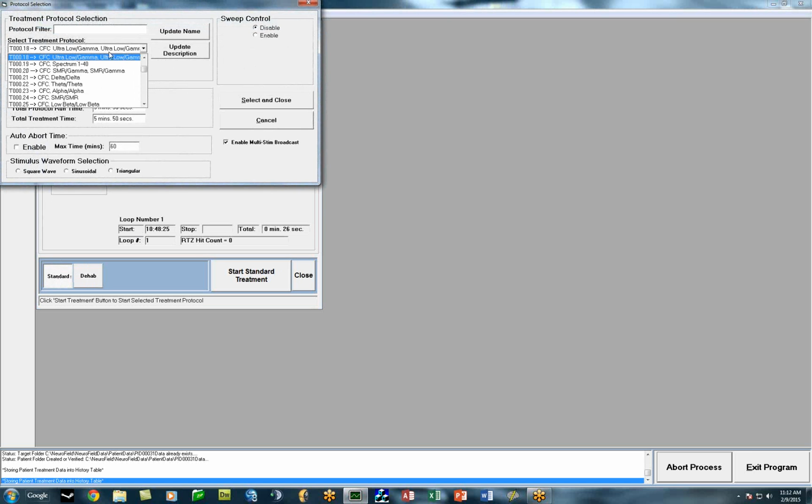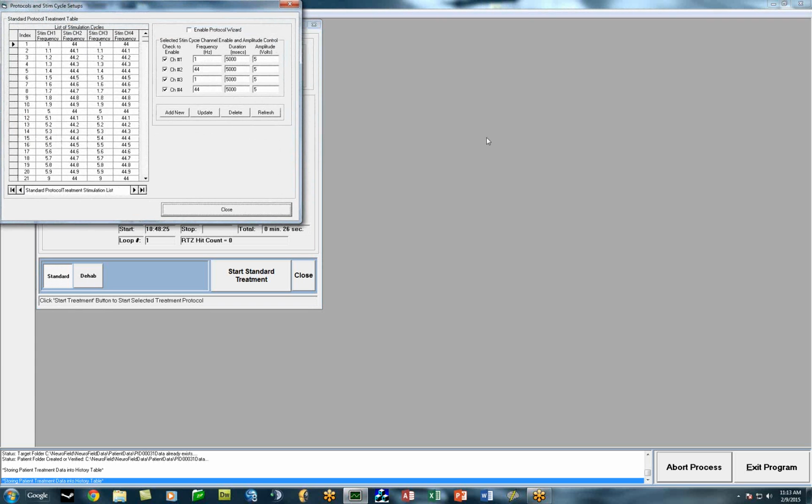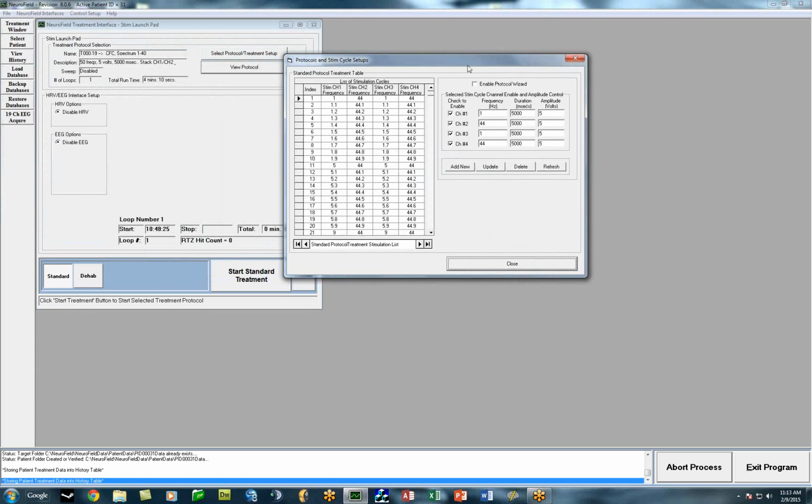All right. Next one, spectrum 1 to 40. All right, and so what you see here is it starts at 1 hertz and 44. It goes all the way from 1 hertz to 1.9. Then it's going to switch. So you're starting at delta, then it switches to theta from 5 to 6. Then it's going to switch to alpha from 9 to 10, and the whole time it's giving the same gamma frequency.